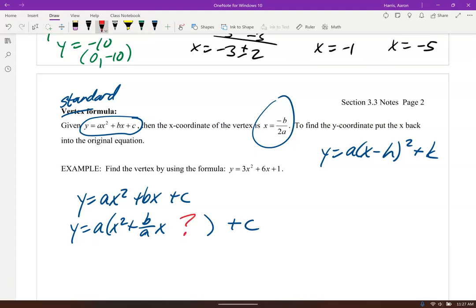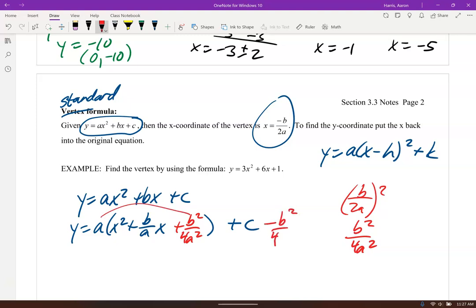So what do you need to put in right there to make this a perfect square? Well, you take that b over a term, you cut it in half, and you square it. So b squared over 4a squared. Well, what you really added was b squared over 4a. So you've got to subtract b squared over 4a from the same side, because you don't want to add anything to the other side. And then you factor this, and this factors into x plus b over 2a, and then you have this c minus b squared over 4a.